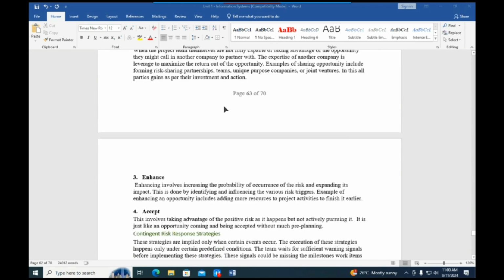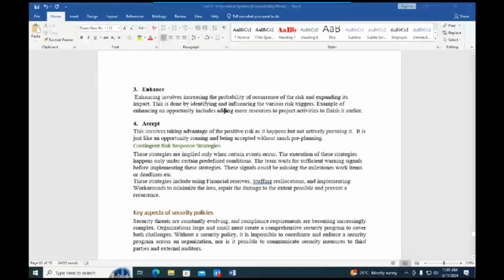Number three is enhance. Enhancing involves increasing the probability of the occurrence of the risk and also expanding the impact it's going to have. All this happens by identifying and influencing the various risk triggers. For example, you can talk about adding more resources to project activities to finish them earlier. That can be an example.